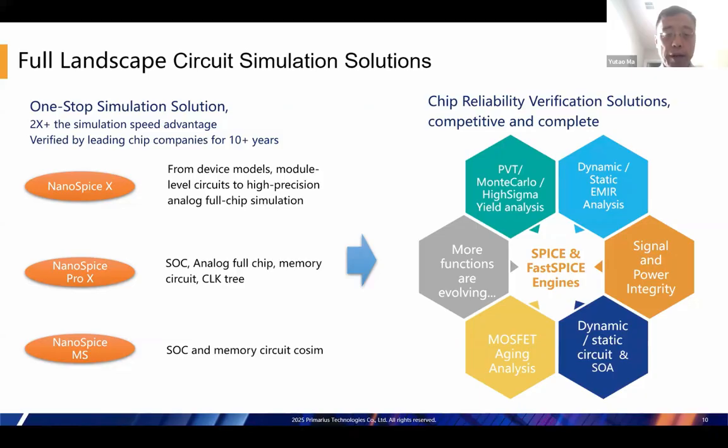We also provide an SoC and memory circuit co-simulation solution called NanoSpice MS. All those simulation solutions come with extensive verification capability, including yield analysis, EMIR and IR drop analysis, signal and power integrity, dynamic and static circuit check, and safe operation area analysis. Also, reliability simulation, and many other functionalities.